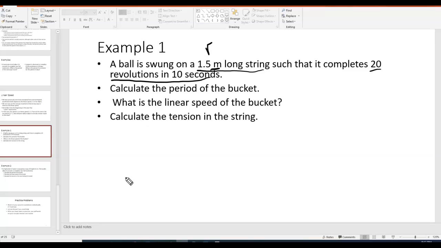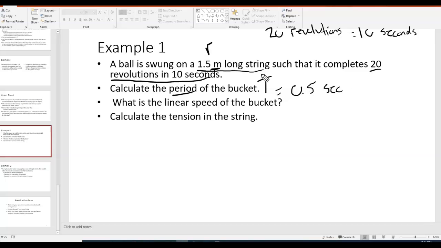Okay, first question says calculate the period of the bucket. Now, by definition, the period is the time it takes to complete 1 revolution. So let's think about this. If we have 20 revolutions in 10 seconds, how long is it going to take for 1 revolution? Hopefully you figured it out. It should be 10 over 20, which is a half. So 0.5 seconds. That's going to be the period. That answers the first question.